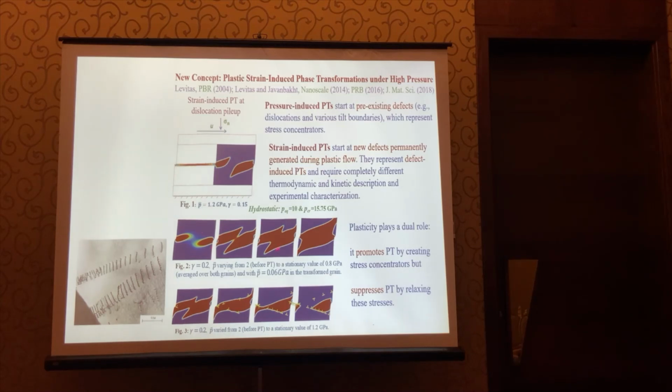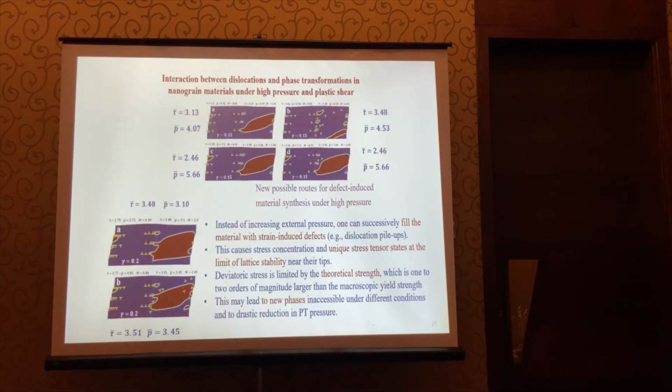Then you see with increasing shear there is growth and coalescence, but here we neglected dislocations in the right grain. If we allow dislocations, you see the transformed red region is significantly smaller. So actually plasticity plays a dual role. It promotes phase transition by producing a stress concentrator, but it also suppresses phase transition by relaxing these stresses. But we found some combinations of shear stresses and pressure for which solutions without dislocations and with dislocations are approximately the same.